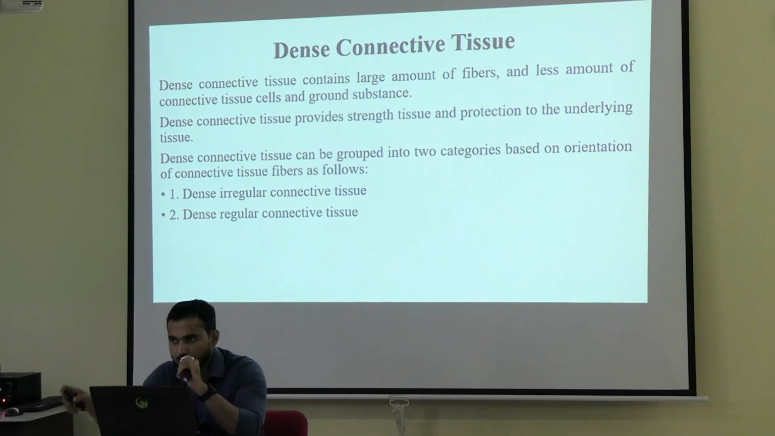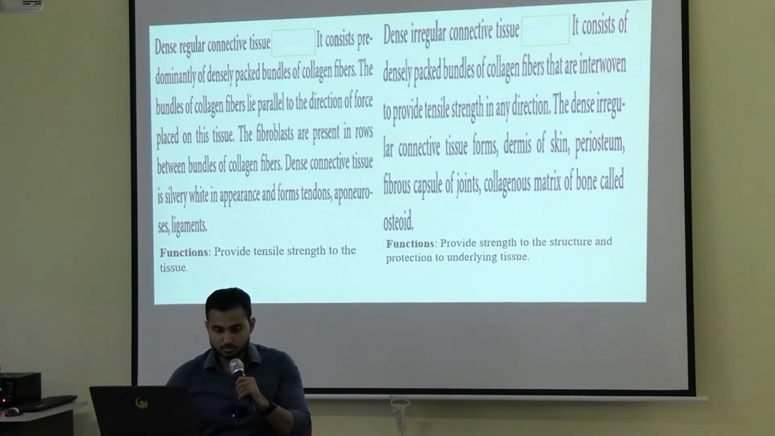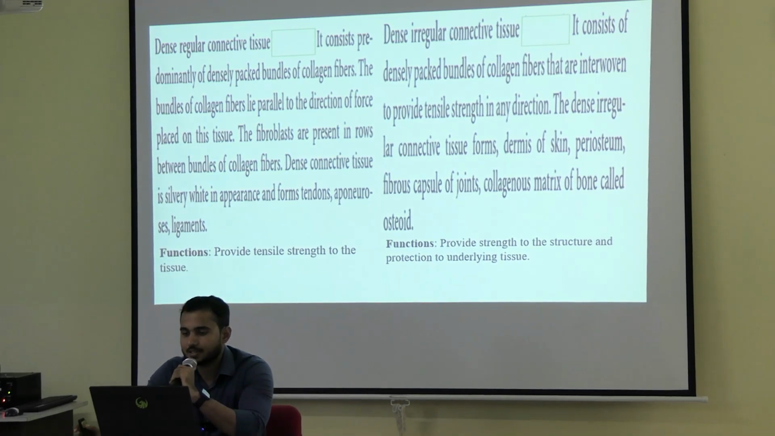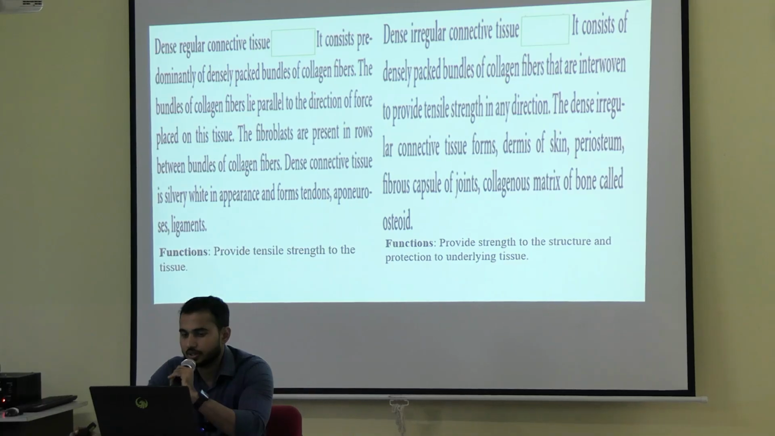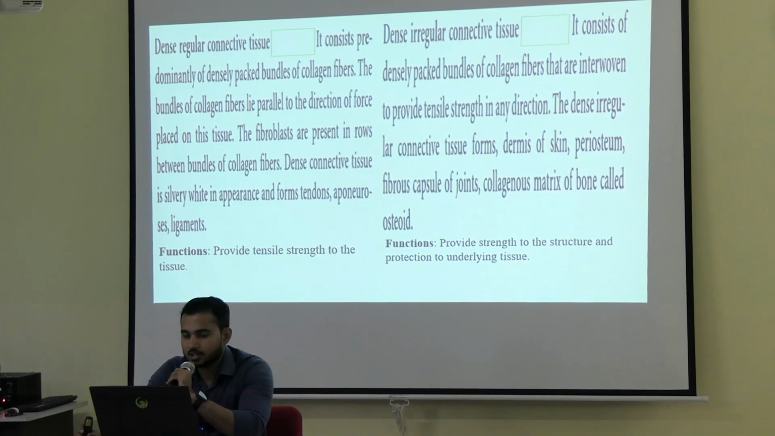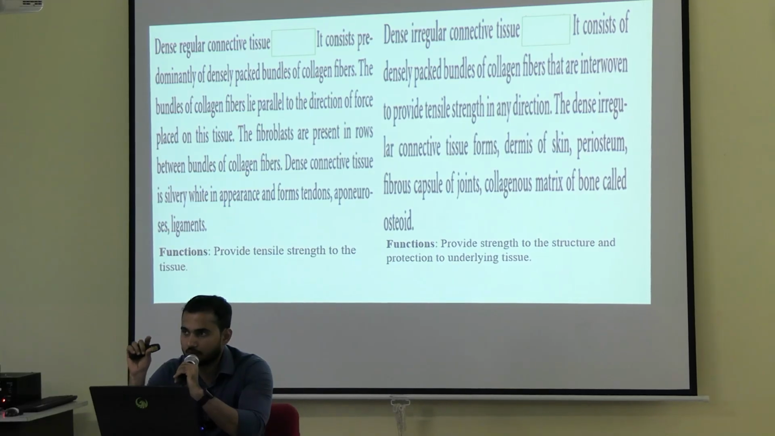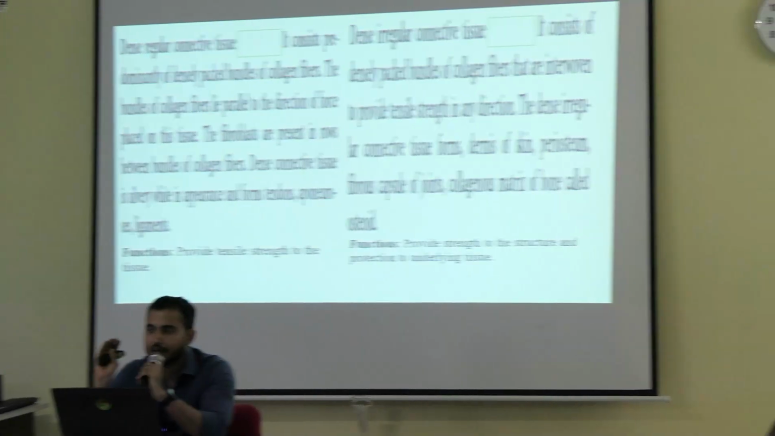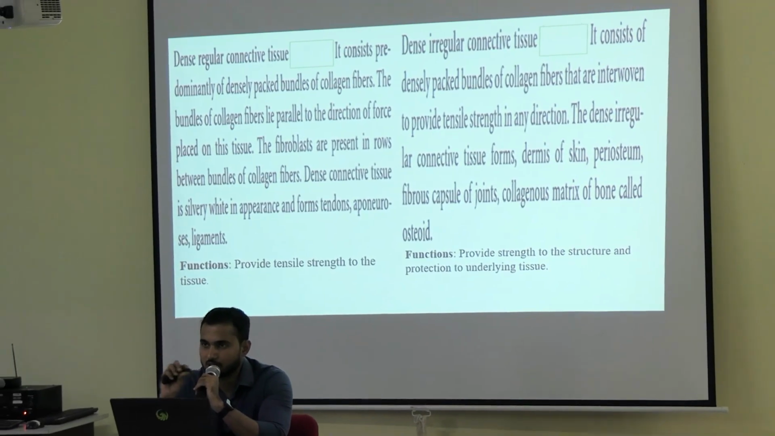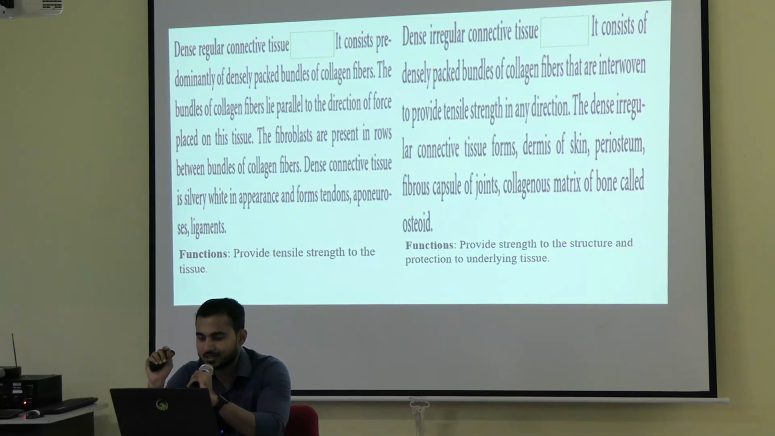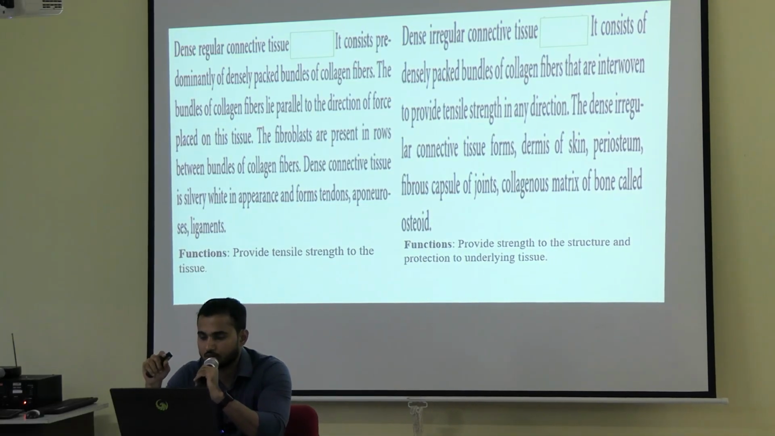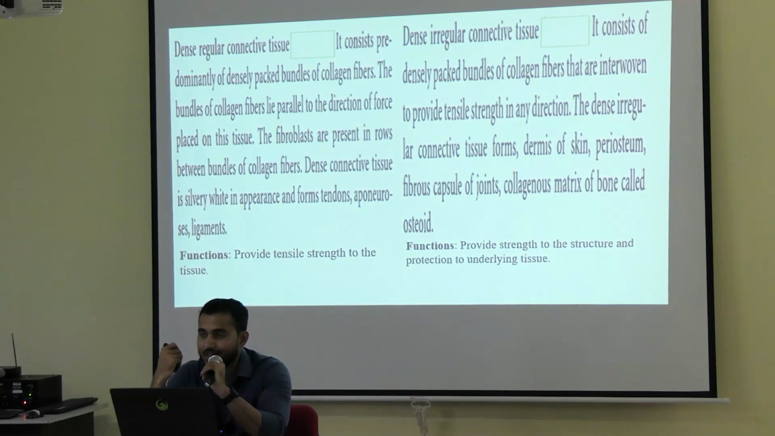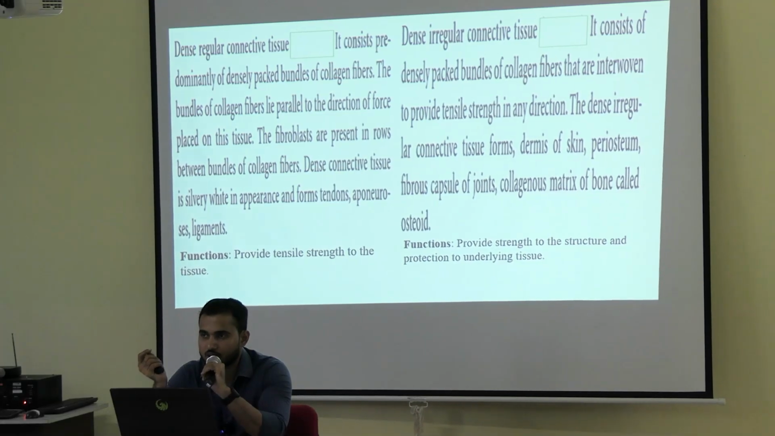Very simple. Okay. Now, dense regular connective tissue consists predominantly of densely packed bundles of collagen fibers. Because of this huge amount of densely packed collagen fibers, the ground substance is very less, and in between the bundles of collagen fibers, the cells, the fibroblasts, can be seen, also in the form of rows. Now, where are they present? They are present in tendons and ligaments. What is the function? To provide tensile strength to that structure.